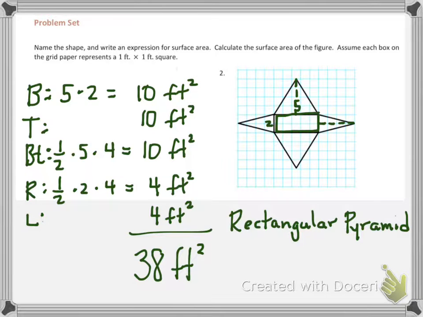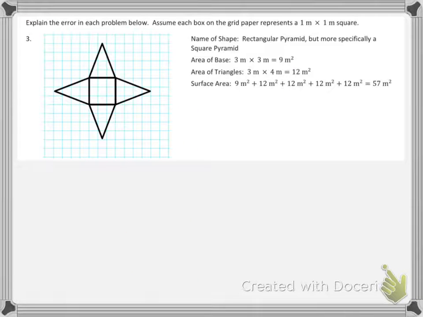Okay, number 3. Explain the error in each problem below. Assume each box on the grid is a 1 by 1 meter square. Well, they said the name of the shape is a rectangular pyramid, but more specifically a square pyramid. I would agree with that. The base is a square, and the edges fold up to a single point, making it a pyramid.